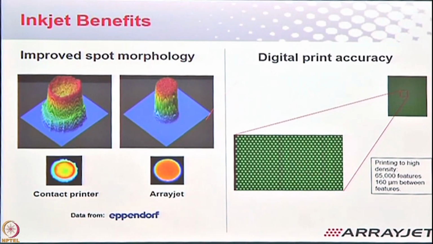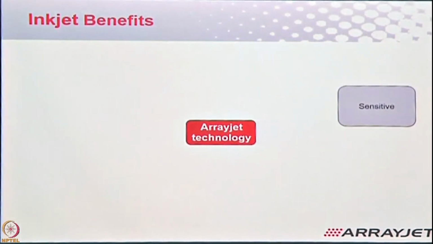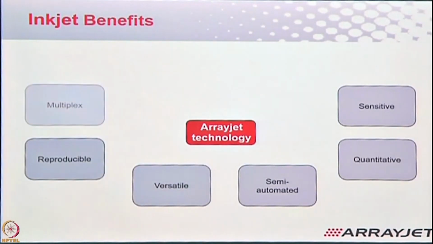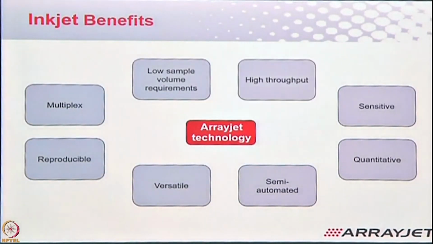This is the work we did with ArrayJet, not only for HuPro, not only for this customer, but for many of them. When we do this work, it is highly precise spots. So you don't see any merging, you don't see any dirt or missing data or anything of that sort. Again, sensitive, versatile, reproducible, multiplex, because we support a lot of ELISA tech transfers.